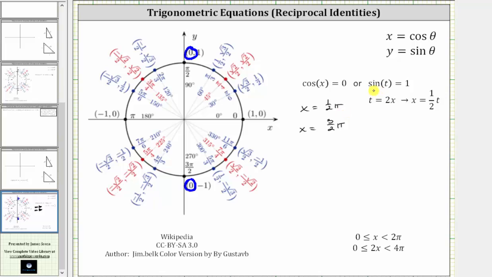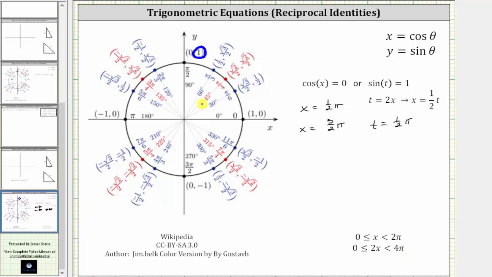And now let's solve sine t equals 1. Remember though, because t is equal to 2x, and 2x would be the interval from 0 to 4 pi, we need to solve this equation for t from 0 to 4 pi radians. To solve sine t equals 1, we look for y-coordinates of the unit circle that are equal to 1, which only occurs in one place, which is here. So one solution for t, remember this is t not x, is pi over 2 radians, or 1/2 pi radians. So let's go ahead and record this. T equals 1/2 pi.